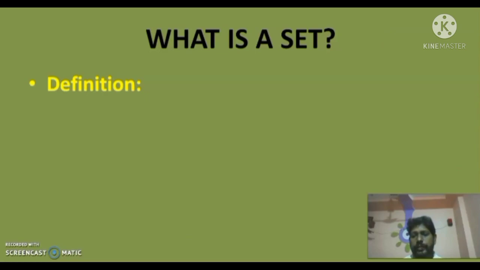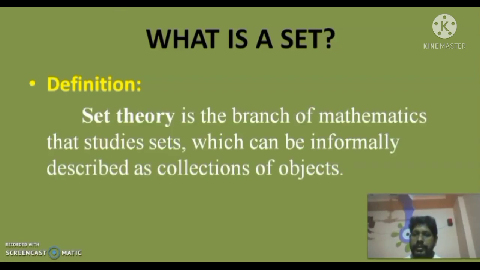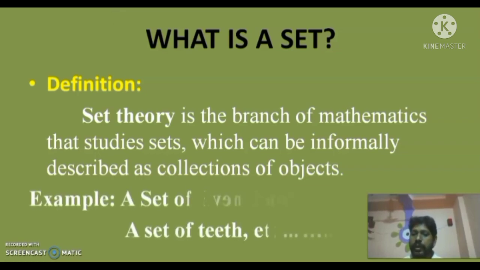You have different opinions to describe a set, but here let me go with a better example and a better definition to derive the word set. Set theory is the branch of mathematics that studies sets, which can be informally described as a collection of objects. In these sets, everything is an object. Every object is called an element.